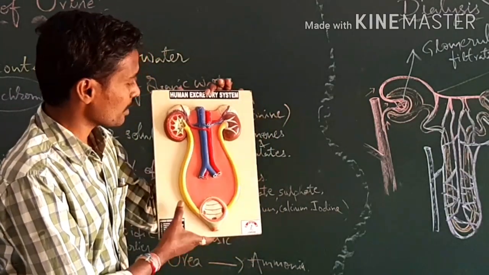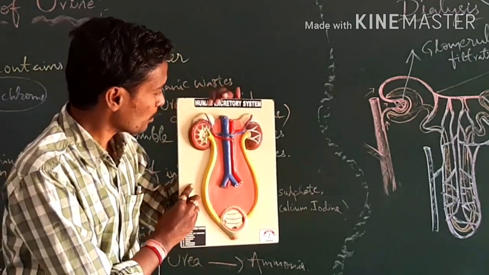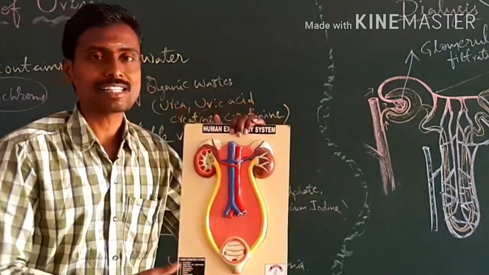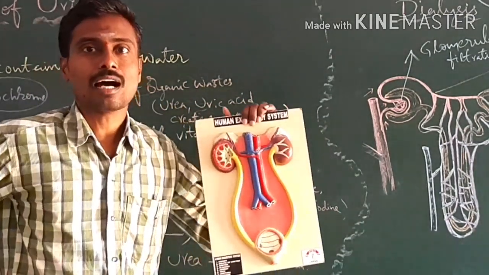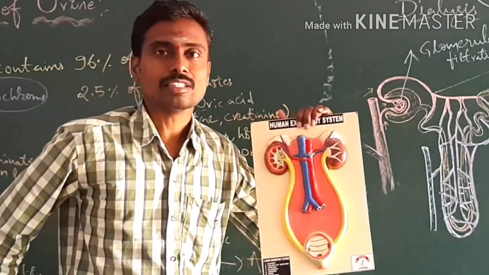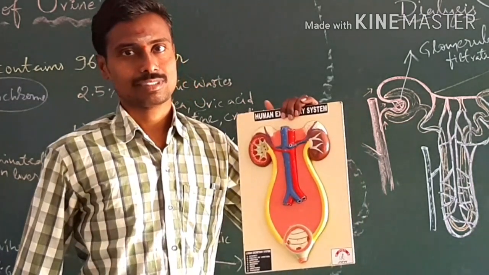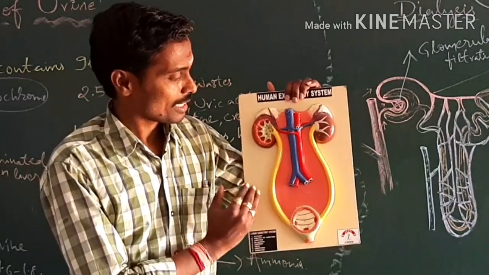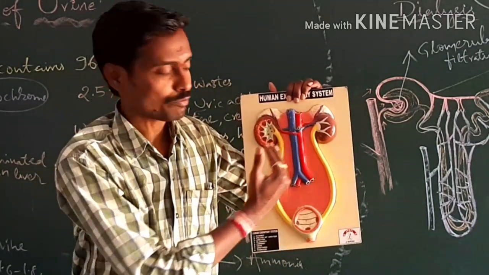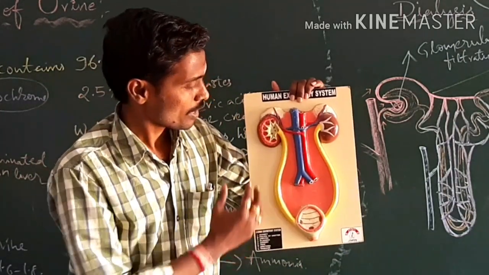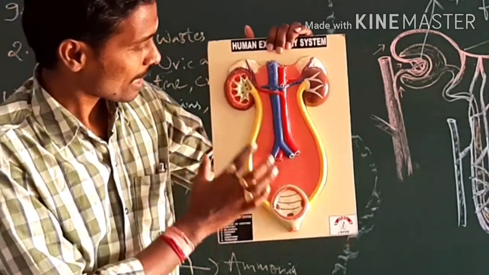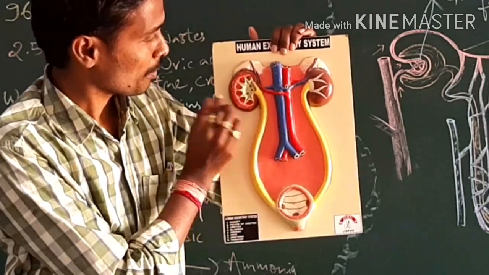So, here we do observe human kidneys. We already discussed they are present in our dorsal region, the abdominal cavity. They are on either side of the backbone. So there is a pair of kidneys, which are in the shape of a bean.